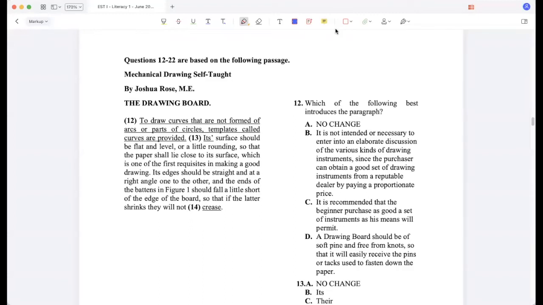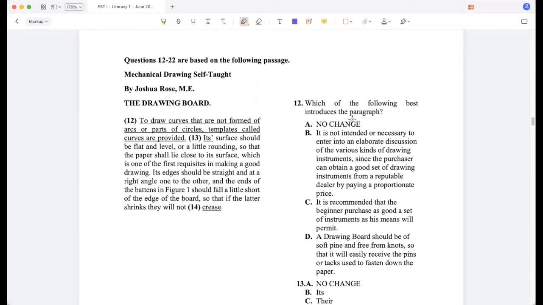Mechanical drawing self-taught. The drawing board. To draw curves that are not formed of arcs or parts of circles, templates called curves are provided. Its surface should be flat and level or a little rounding so that the paper shall lie close to its surface, which is one of the first requisites in making a good drawing.